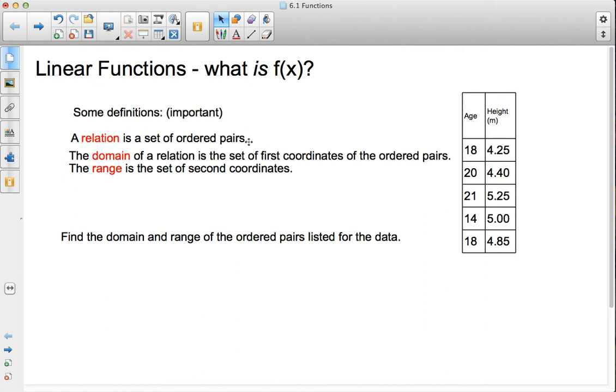Alrighty, ladies and gents, so today we're going to be talking about linear functions. Now when you think of linear functions, you're often wondering about the term f of x. Well, what is f of x? We're going to get to that.